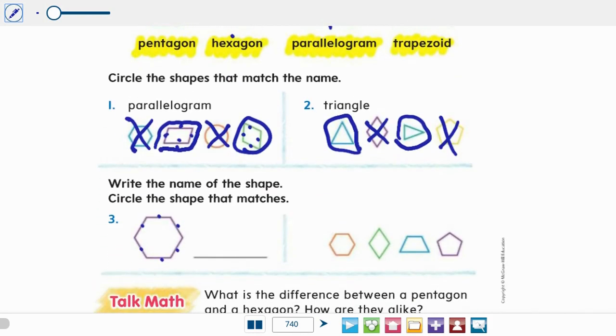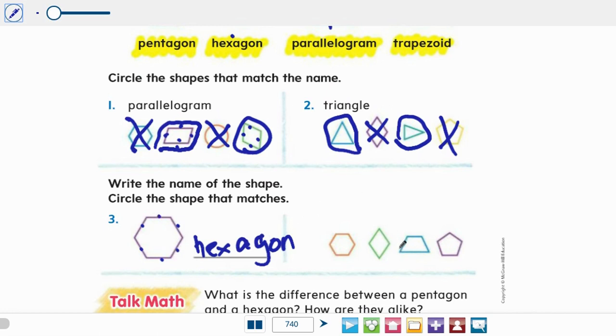So down here, I'm going to write in hexagon. Forgive my bad handwriting. I'm writing on a Chromebook. All right. Now we're going to take a look over here and say, which one of these has the same number of sides?